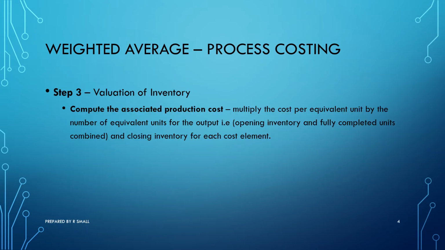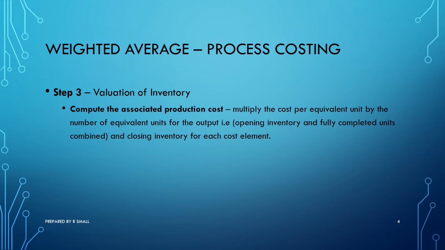Step 3 then is to value your inventory under this method. So you're going to compute the associated production costs. Again, you're going to use the same table like what we did before, and you're going to multiply the cost per equivalent unit by the number of equivalent units for the output. That is the opening inventory and the fully completed combined, the two of those together, and the closing inventory for each cost element.